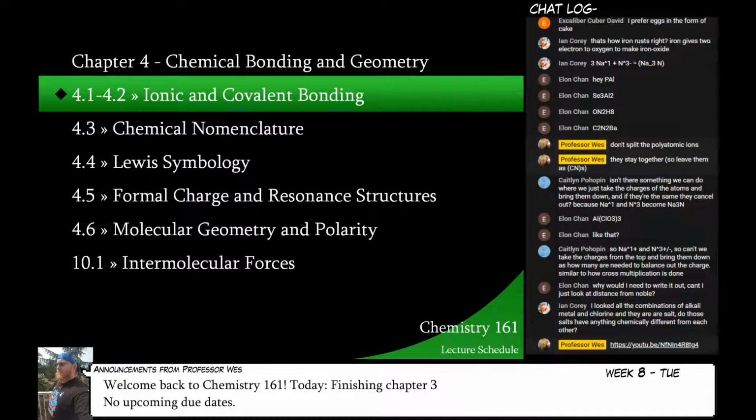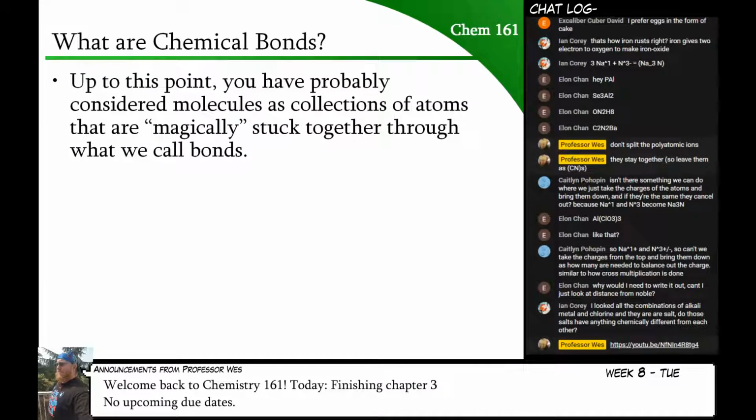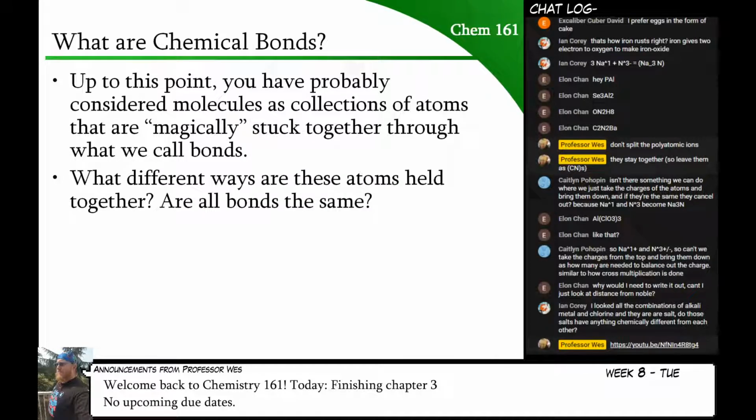All right, let's get started. So the first section and what we're going to do today, we're probably going to get all the way up to 4.3 before we stop. We're going to talk about just differences between ionic and covalent bonding. So let's explore how bonds work.